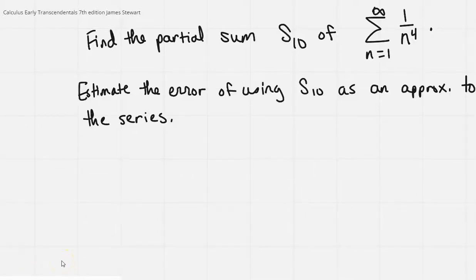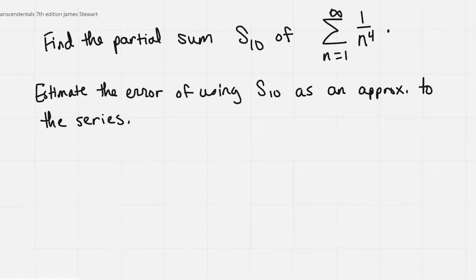So in this problem, we're going to find the partial sum s sub 10 of the series 1 over n to the fourth power, where n goes from 1 to infinity. And we're going to estimate the error of using s sub 10, the partial sum to 10, as an approximation to the series. So the first thing I'm going to do is find that s sub 10.